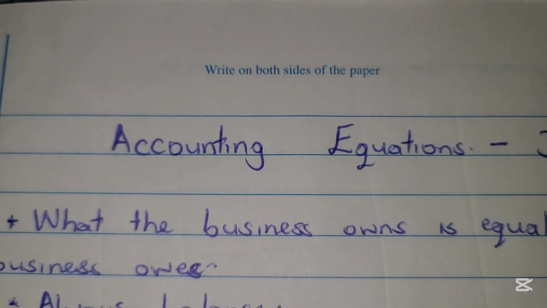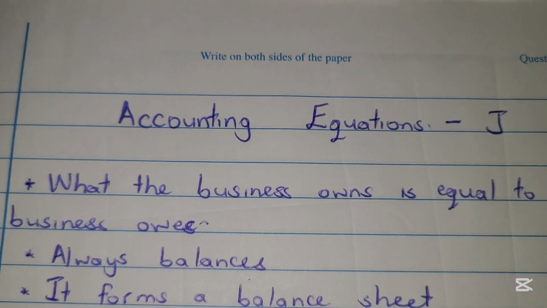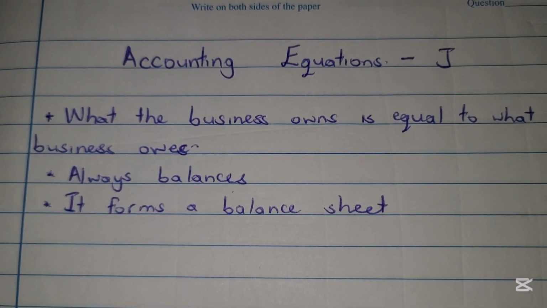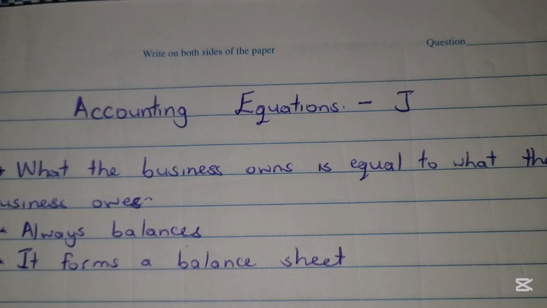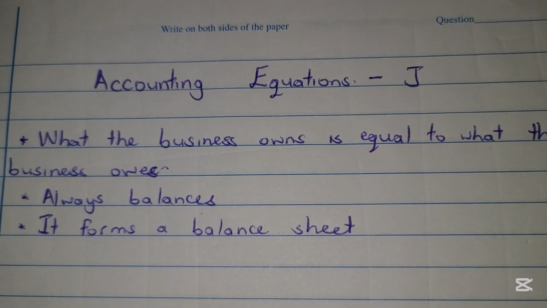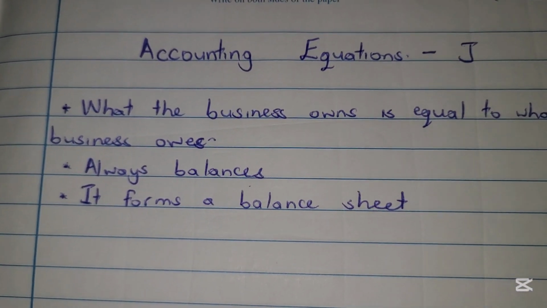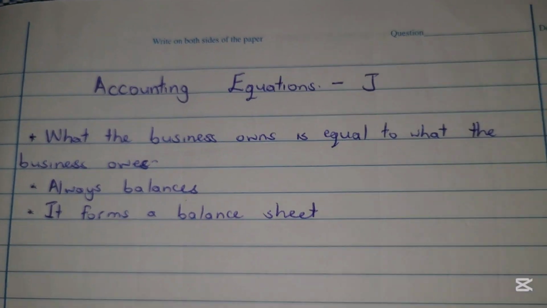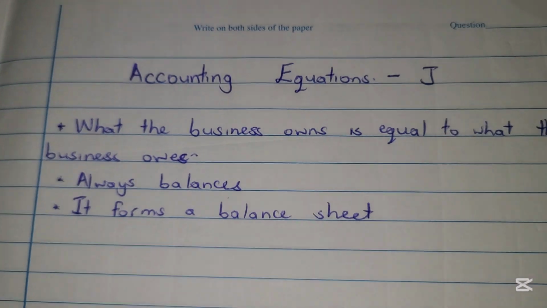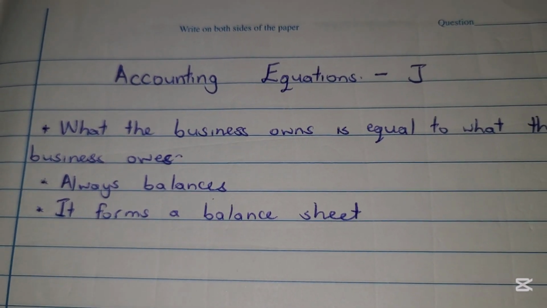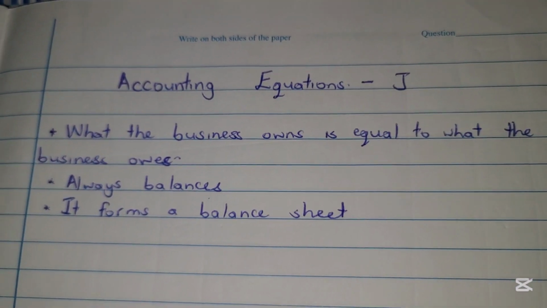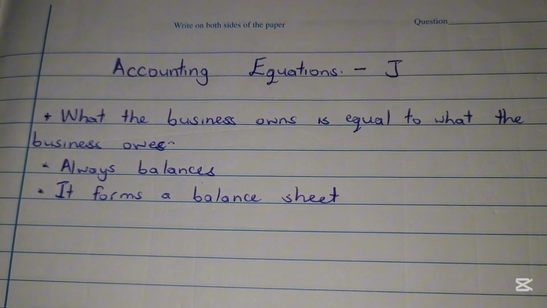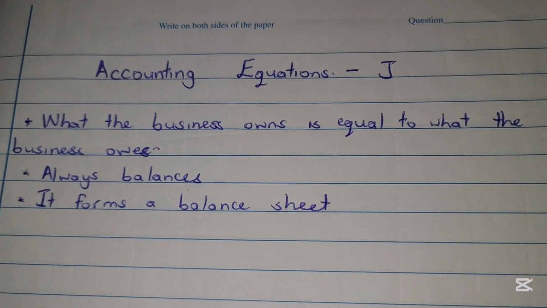First and foremost, the accounting equation falls under financial accounting, a course mainly at the university, and it has a principle that states that what the business owns is equal to what the business owes. In this we mean the assets of the business are equal to the liabilities and the equity of the business. Another principle to note about the accounting equation is that it always balances. Every step balances. From the first transaction to the last transaction, it should always balance.